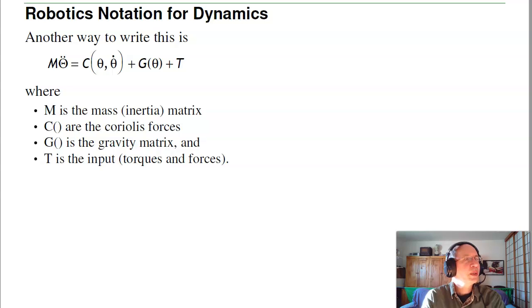So another way to write the dynamics, which is standard for robotics: I have a mass matrix times acceleration, plus the Coriolis force matrix. That's kind of like an ice skater who brings in their arms as they spin. The energy has to stay constant, so as the rotational inertia drops, the speed has to increase. Plus a gravity matrix and a torque matrix.